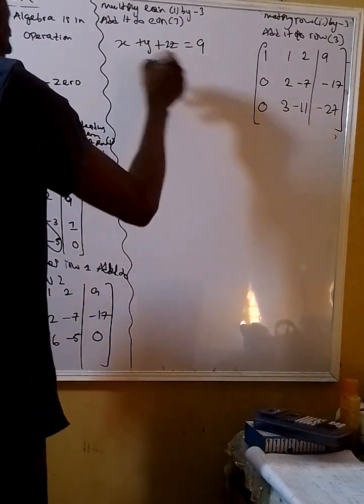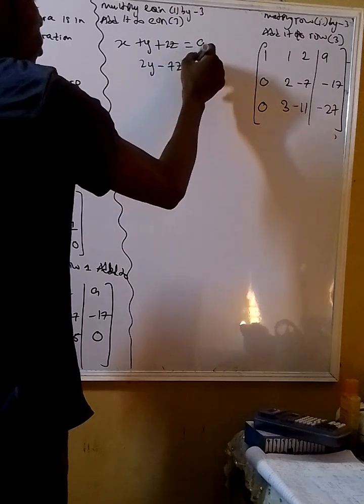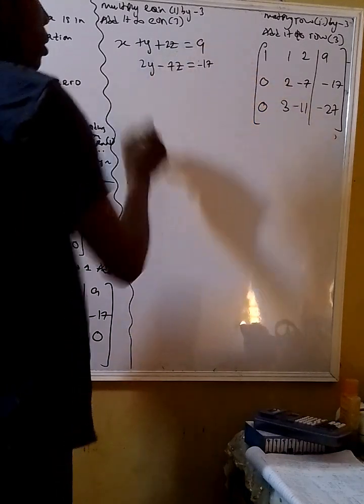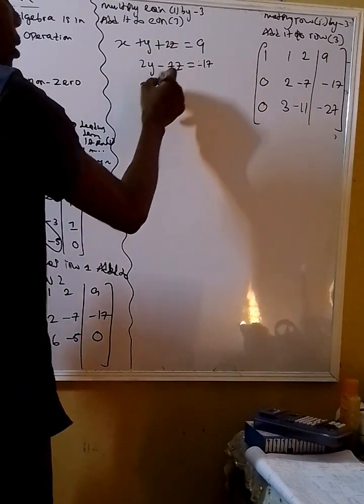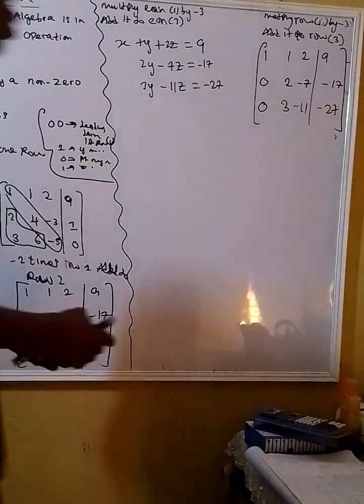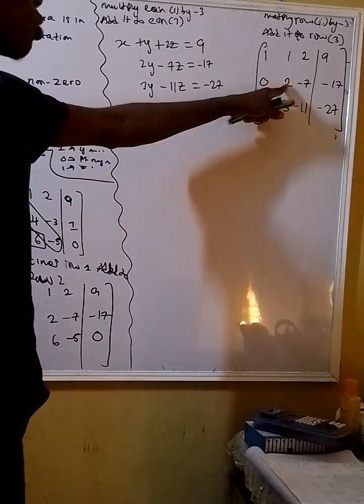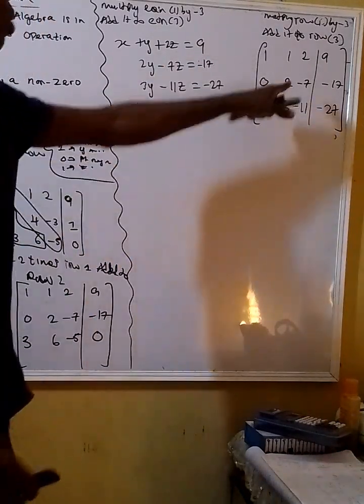So from here, 0 has been cancelled. You have 2y minus 7z equals to minus 17. Then here, we have 3y minus 11z equals to minus 27. Hope you can get what I'm saying now. So I tell you that the first thing is we make this 0, then we make this one 1. And how can we make this one 1 now?